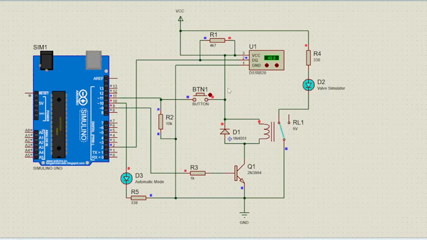We can also clearly see the change of state in the LED that indicates whether the current mode is automatic or not.